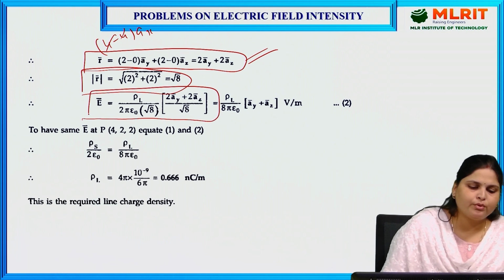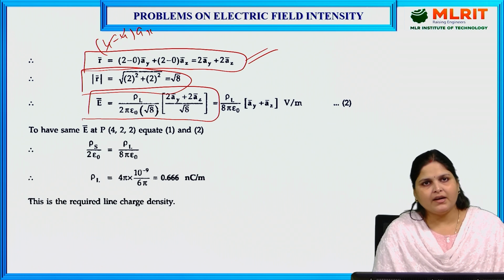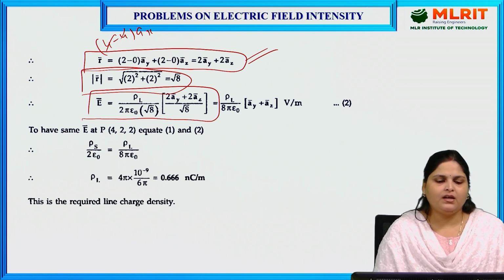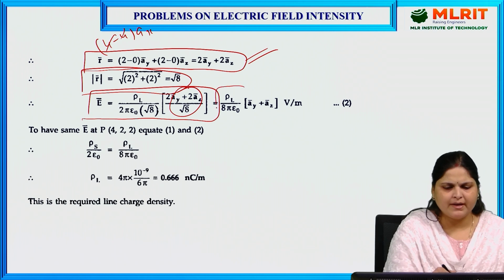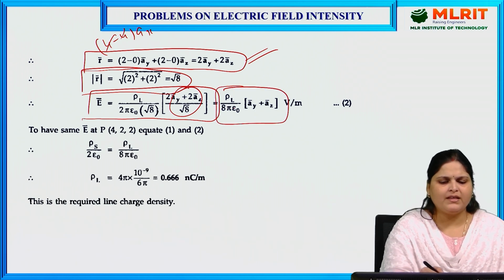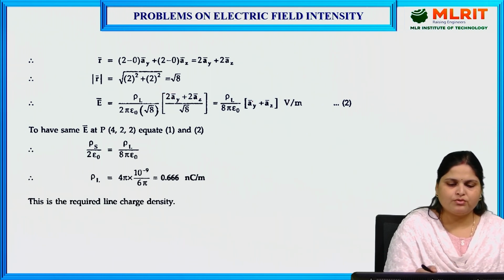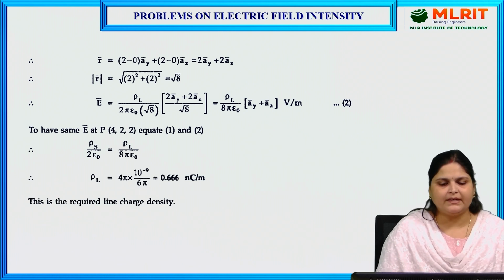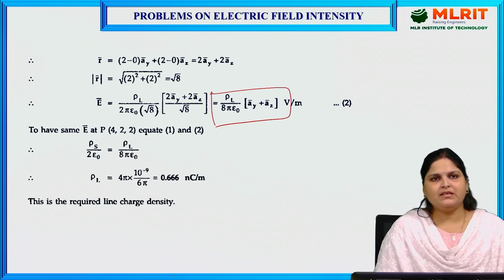Now we will put this into the equation. E is equal to rho L upon 2 pi epsilon naught. r is square root of 8 and ar is (2ay plus 2az) upon square root of 8. We will simplify it. We take 2 common, so this 2 will cancel this 2, and square root 8 times square root 8 is 8. So we will get E is equal to rho L upon 8 pi epsilon naught into (ay plus az).